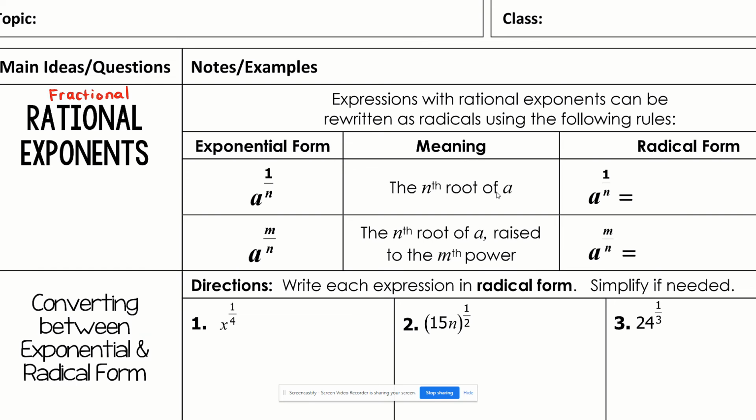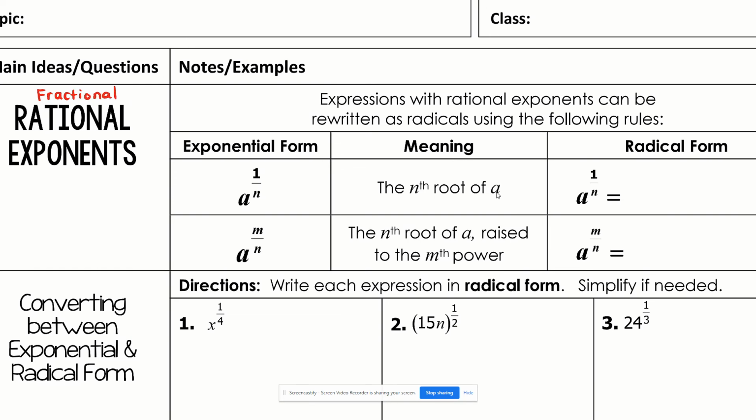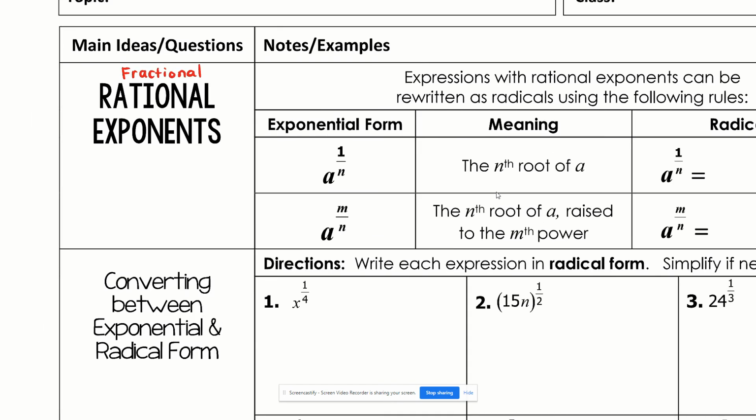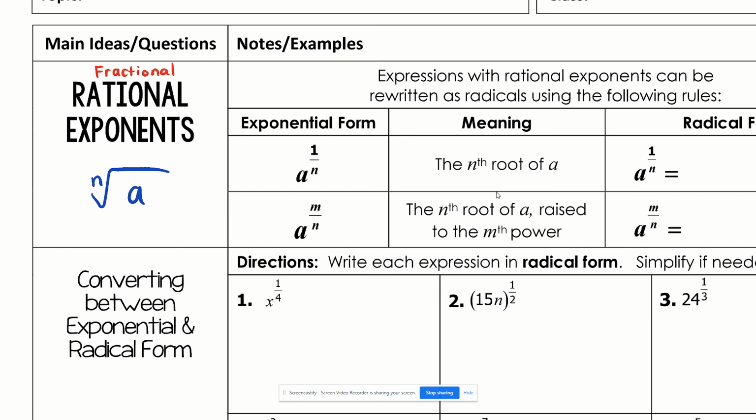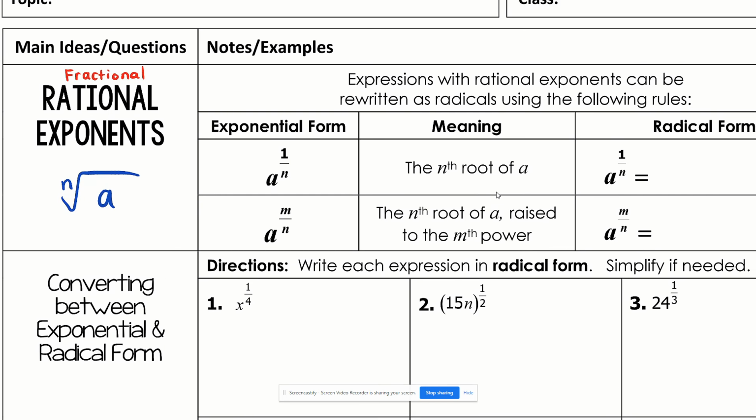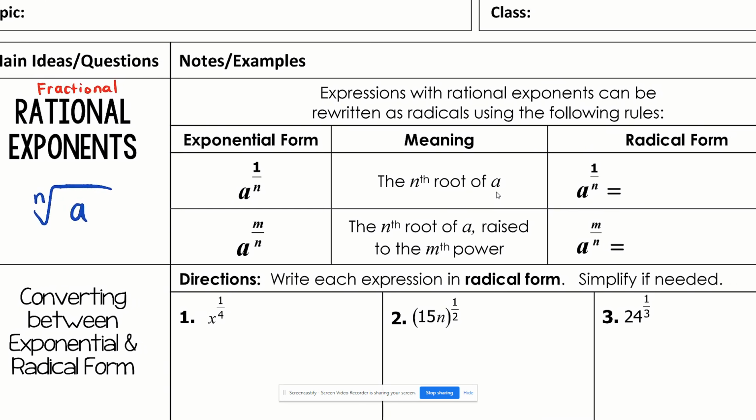Now, here's the deal. When we have rational exponents, fractional exponents can also be written as a radical. Let me go back and remind you real quick. There were three parts of a radical. You had the actual radical sign, you had the index, the root, and you had the radicand. Those were the three major parts that we talked about. That is exactly from the notes we did yesterday, exactly what we have here.